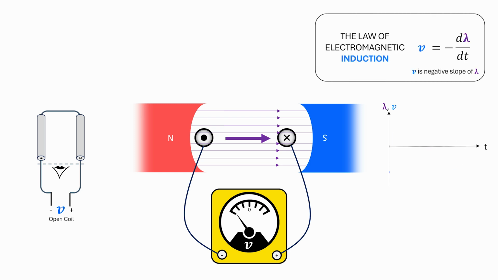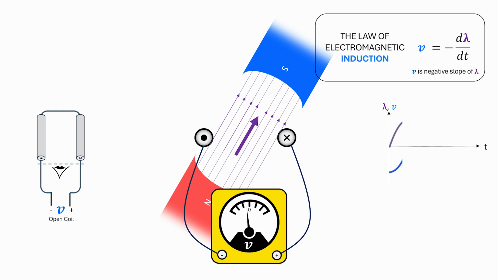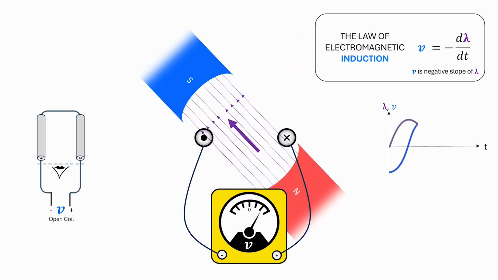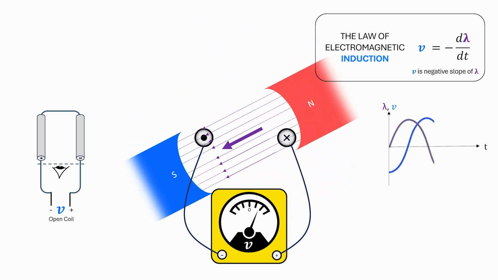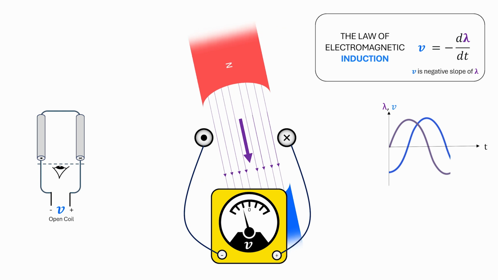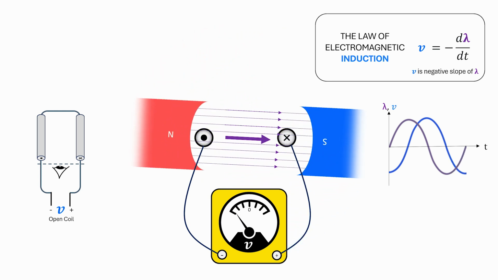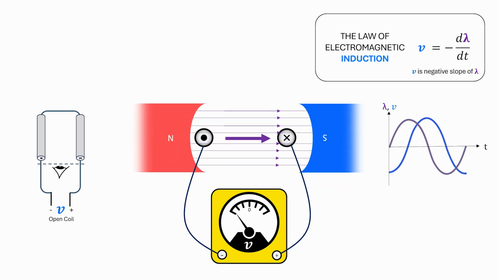This law allows us to determine this voltage by using this simple relation. Voltage is the negative derivative of the flux linked with the coil. In simpler words, the higher the rate of flux variation, the higher the voltage magnitude. Another way to look at this relation is that the voltage is the negative slope of flux.